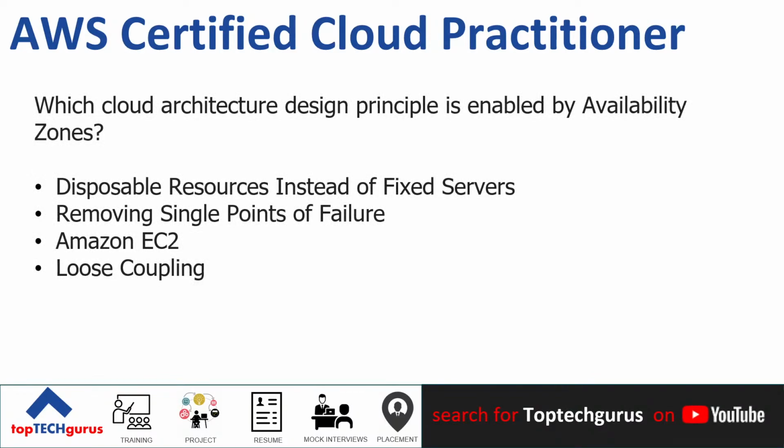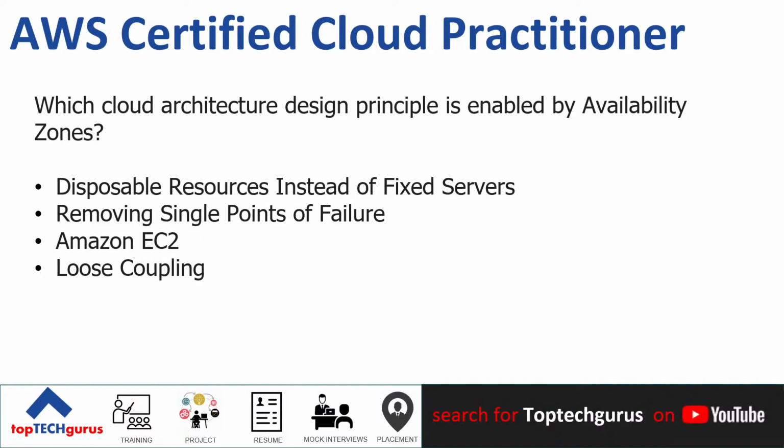So let's go through some of the questions. The first question we want to cover today is which cloud architecture design principle is enabled by availability zones. For this, we need to understand 2 parts of the question. One is the cloud architecture design principles, and they're asking which principle is enabled by availability zones. So we need to understand the term availability zones as well. But I'll go through those one by one and break down all these options.